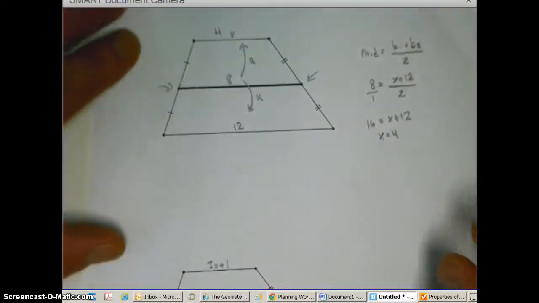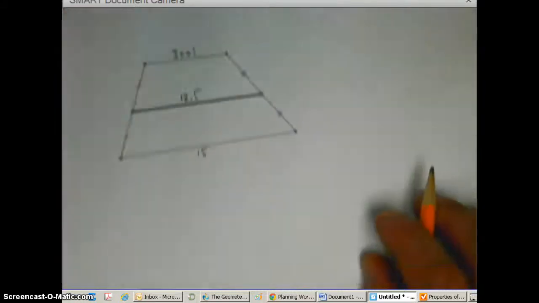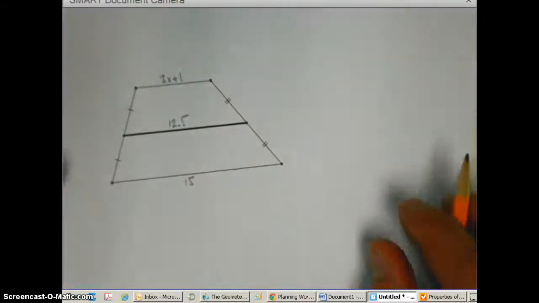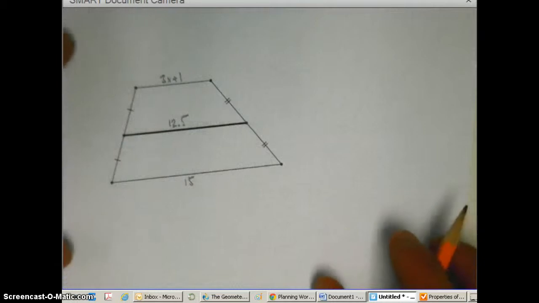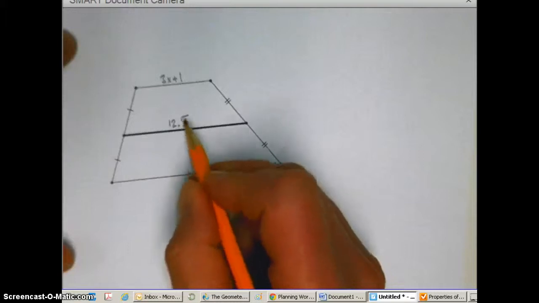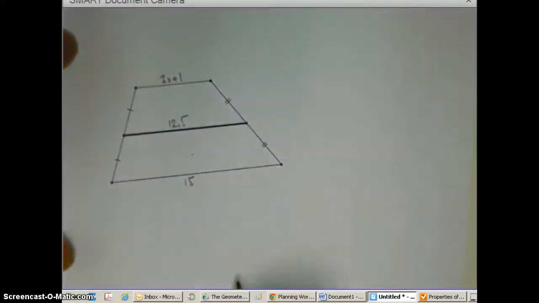If you've noticed the pattern, that's good, but the pattern is not going to help you with a problem like this. With a problem like this, you're really going to need to use the formula, because even though you know that 15 is 2.5 bigger, you have to set up an equation with 3x plus 1. So let's just use the formula for this problem.